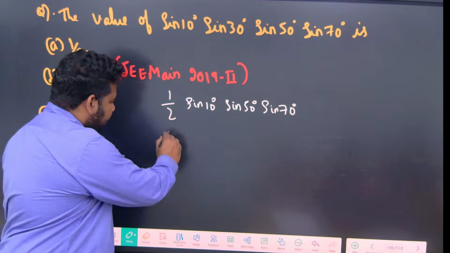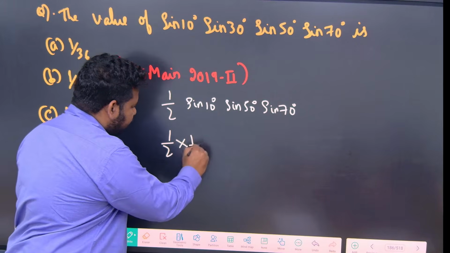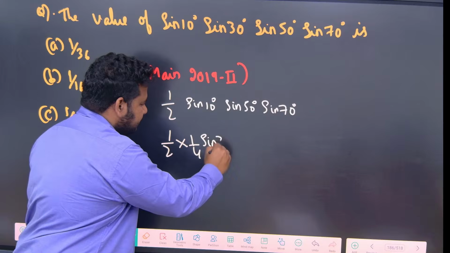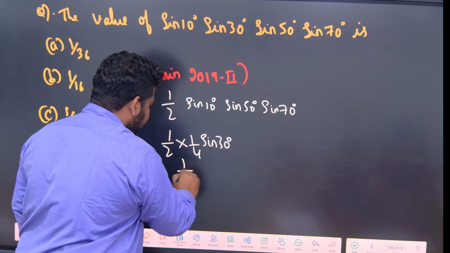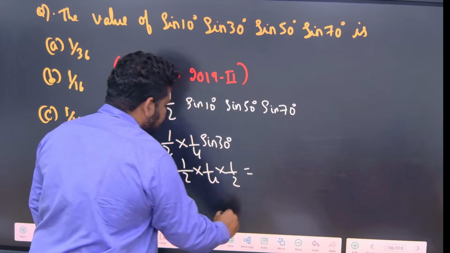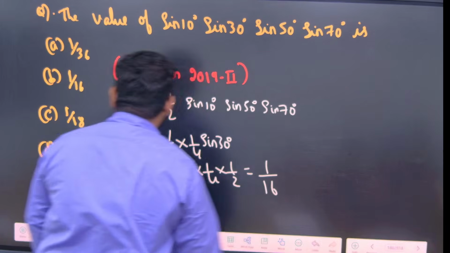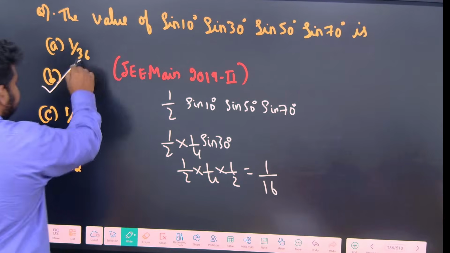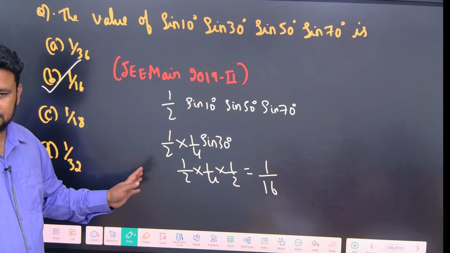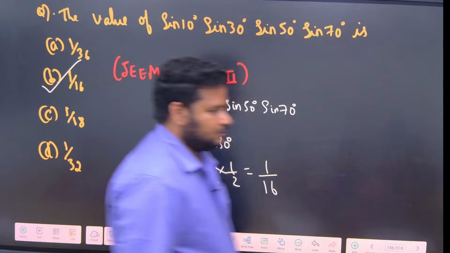So this will be what? 1 by 2 into 1 by 4 into sin 3A. Sin 3A means what? Sin 30 degree. So this will be equal to 1 by 2 into 1 by 4 into 1 by 2. So that will be 1 by 16. So 1 by 16 is option B. See, such simple questions are coming. Understood now? Okay, got it? Okay, fine.